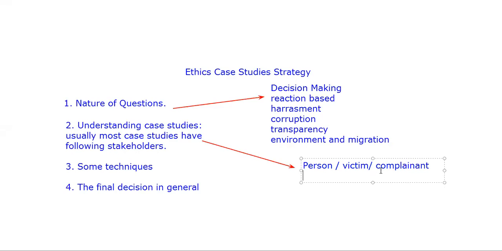The person who is a victim, a complainant, or a whistleblower is a stakeholder. The staff or the officer involved would be a stakeholder, or the boss who is involved is a stakeholder. The organization is also a stakeholder. Yes or no? Yes, sir. The organization or the government department which is taking care of such issues is also a stakeholder, right? Basically, you are finding out the parties which are playing a vital role in a case study. Am I clear with this?